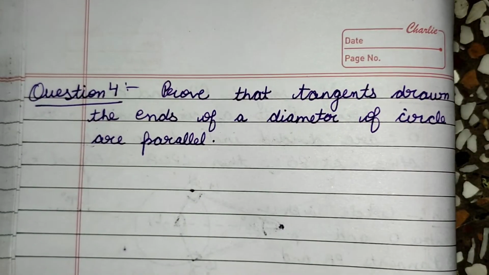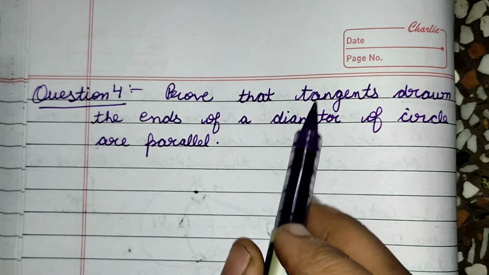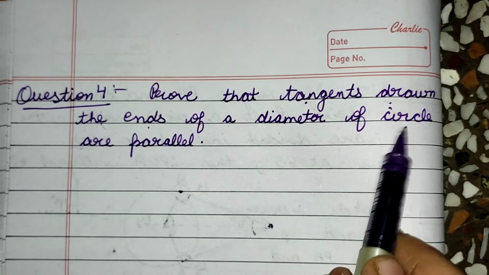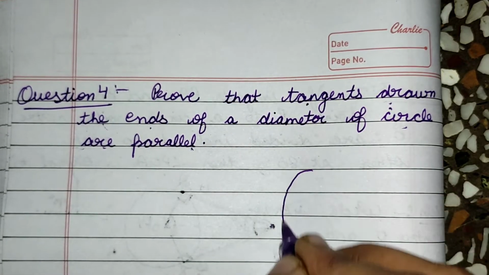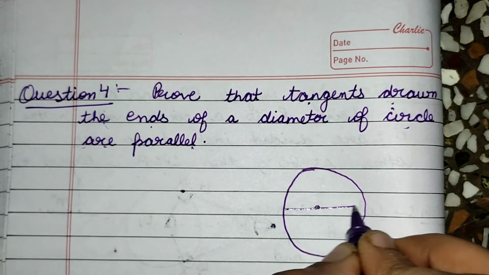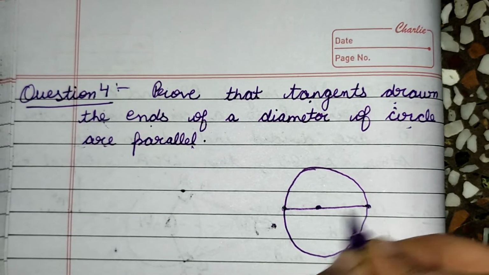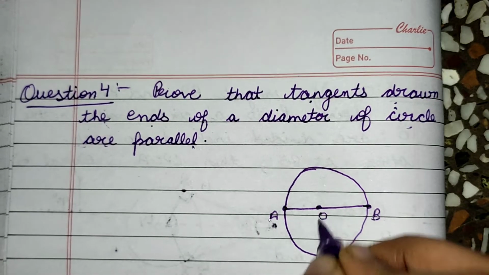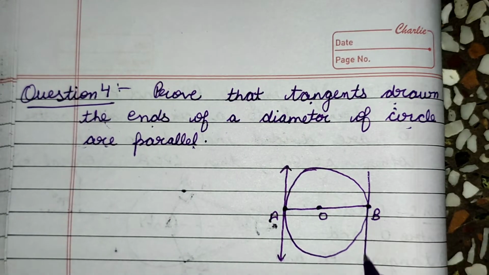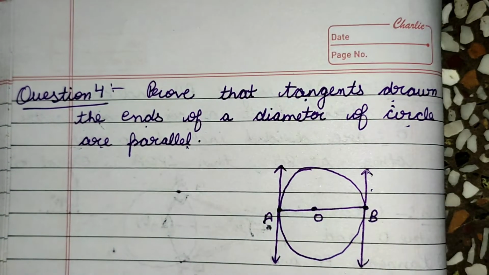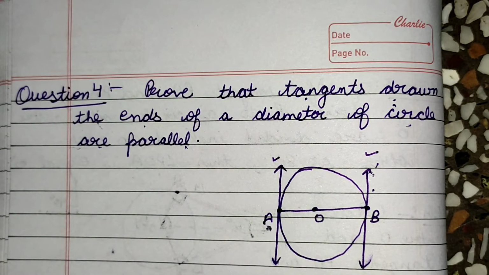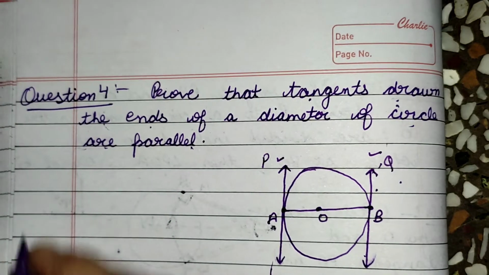So moving to question number 4. Question number 4 says: Prove that the tangents drawn at the ends of a diameter of a circle are parallel. So I have to prove that there is a circle and tangents are drawn at the diametrically opposite ends A and B of the circle, with center O. I have to prove that these two tangents, PA and QB, are parallel to each other, right?